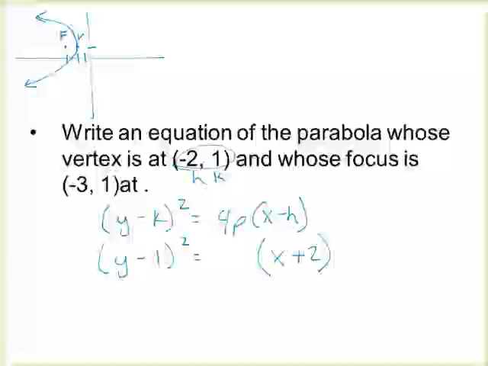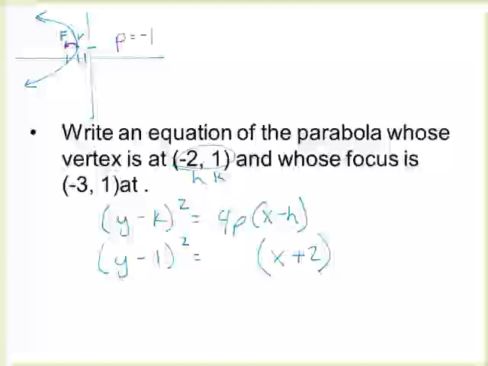In the end, it should just be the letters x and y left, and everything else should be numbers. So we have to figure out what number to put in for p. P is the distance from the vertex to the focus, and it's directional. So in the picture, from the vertex to the focus is a distance of what?